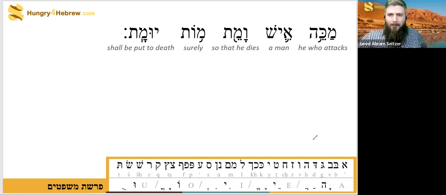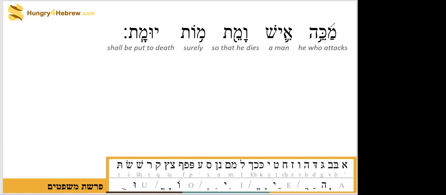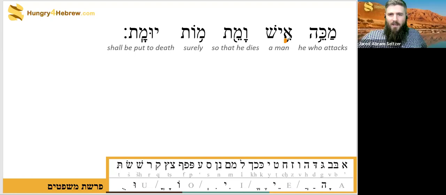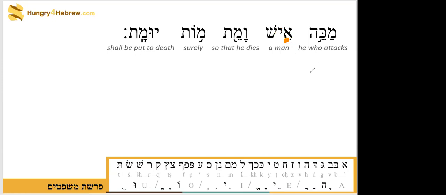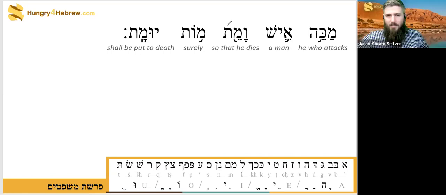Okay. Makeh ish va met, bamet. So this right here is the cantillation mark, so I'll just kind of cover it up. That chirik is your vowel. Ish. The chirik and the yod work together. So ish, va met.